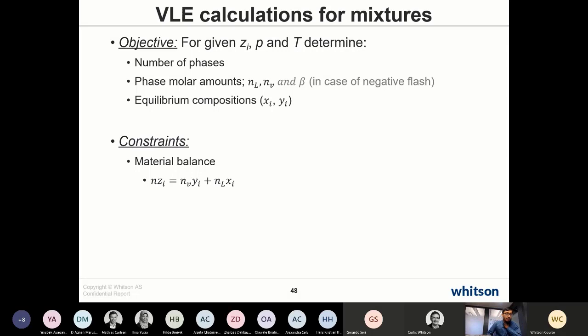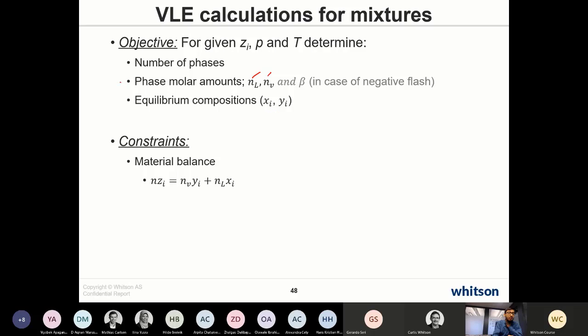But if we have mixtures, then what is the objective of doing the vapor liquid equilibrium calculations? The first one is, for any given composition, pressure and temperature, we would like to know the number of phases. So either it's a single phase or does it exist in two phases? And if it's in two phases, then we would like to know the amounts of each phase, and also what are the compositions of each phase.